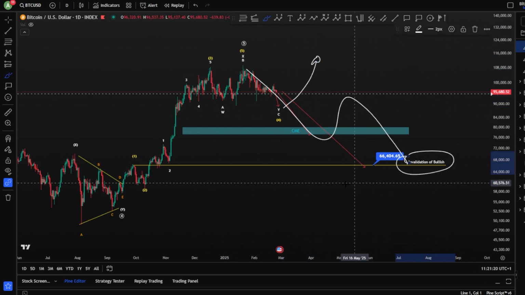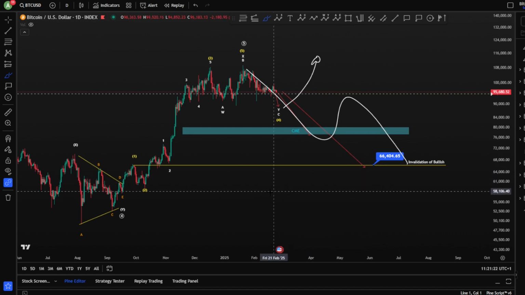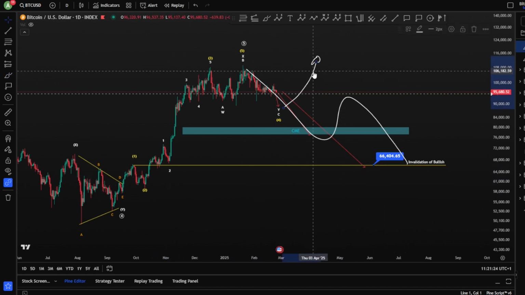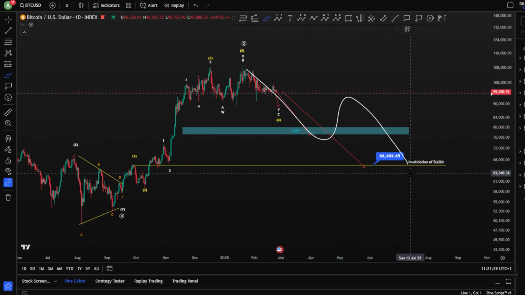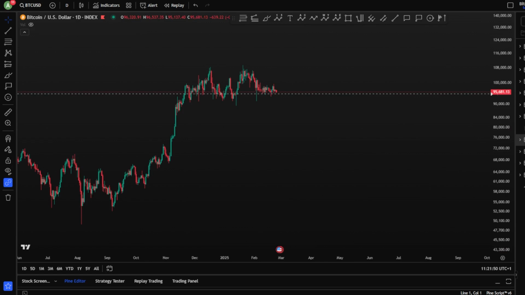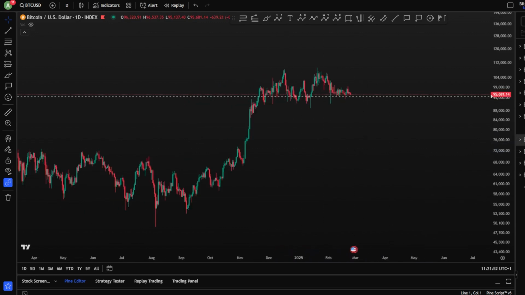If you hit this invalidation level, 66,400, meaning, of course, you cannot expect any kind of wave toward the upside anymore unless you want to start a new bull run. So the highest possibilities right now between bullish and bearish are the following.